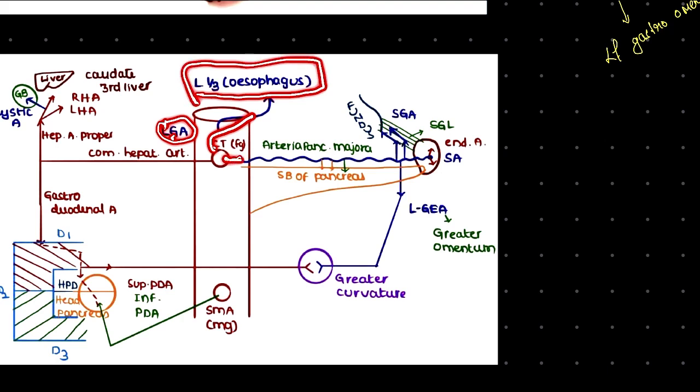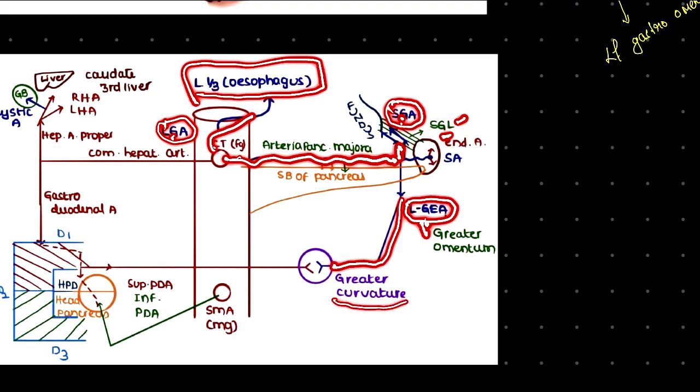Now talking about the another branch, and that is our splenic artery. This splenic artery further divides into the short gastric arteries and the long gastric artery, or left gastroepiploic artery, or left gastro-omental artery. What is the short gastric artery doing? It is supplying the greater curvature through the splenogastric ligament, whereas the long gastric artery, or the left gastroepiploic artery, is anastomosing on the region of the greater curvature with the right gastric artery. That means the left gastroepiploic artery is forming an anastomosis.